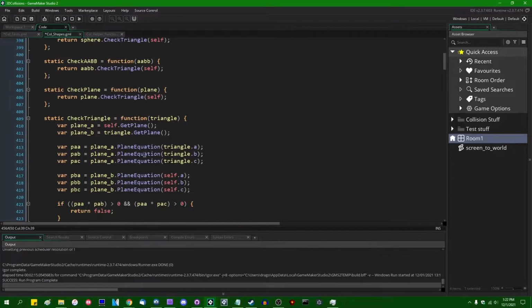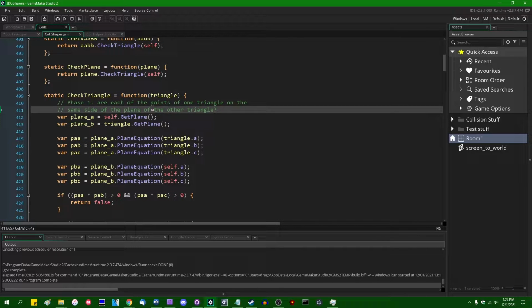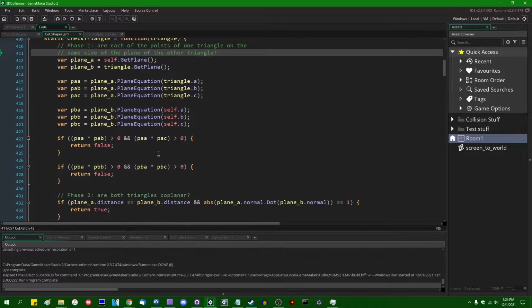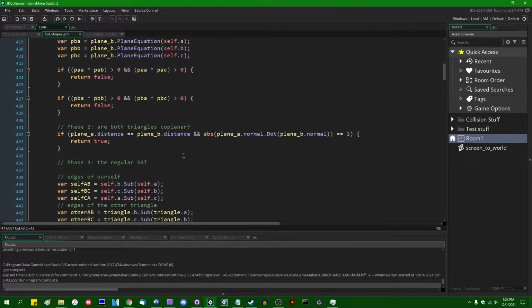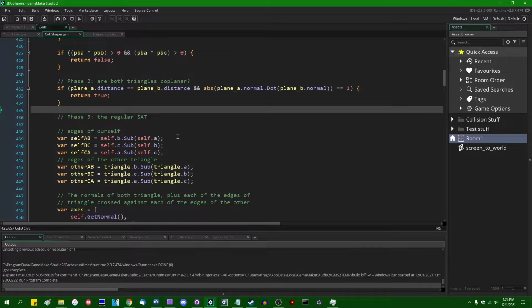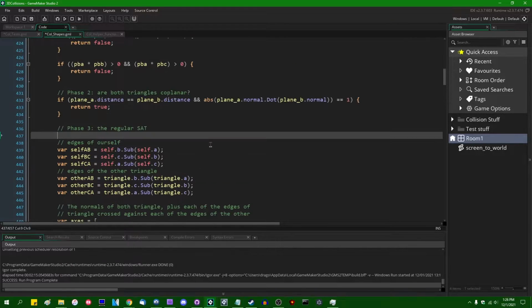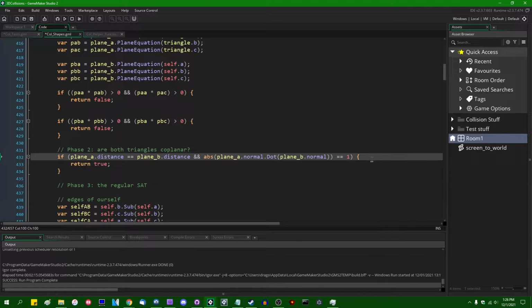You know what? I'm going to comment this before I commit. Okay, I've written some comments. Phase 1 is going to be testing if each of the points of each triangle are on the same side of the plane of the other. Phase 2 is what we're going to do next. This is when triangles are coplanar. Phase 3 is the regular old separated axis theorem. And now it's time to do some math.